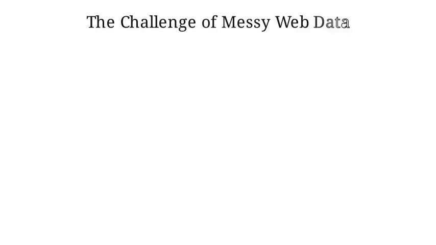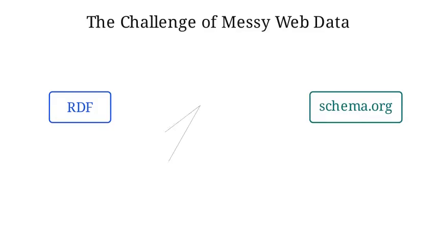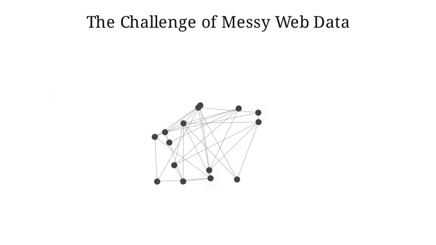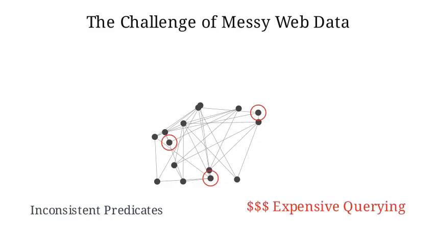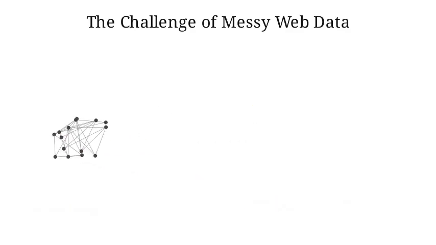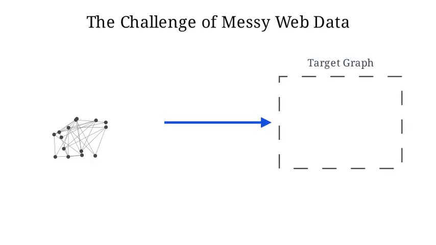The public web is a goldmine of information, often structured using RDF and schema.org. However, this data is incredibly messy. Many types appear only a few times, predicates are inconsistently filled, and the sheer volume makes storage and querying prohibitively expensive. We need a way to reduce these massive knowledge graphs while keeping the information people actually use.